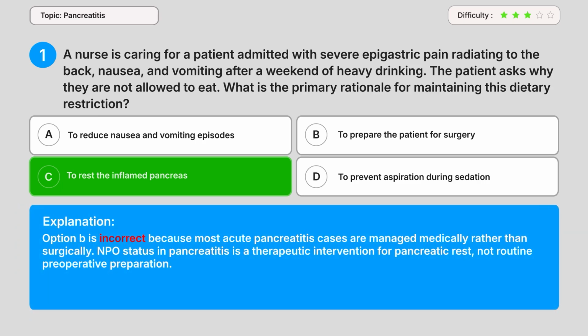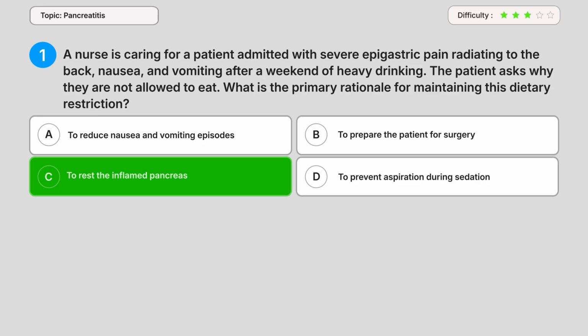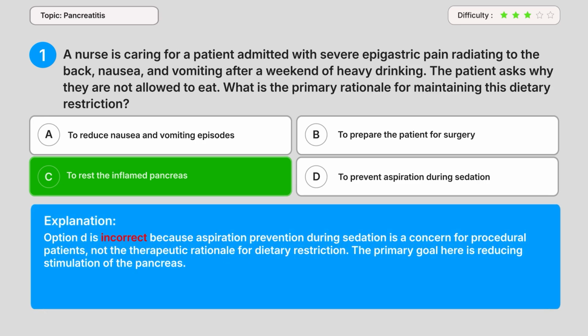Option B is incorrect because most acute pancreatitis cases are managed medically rather than surgically. NPO status in pancreatitis is a therapeutic intervention for pancreatic rest, not routine preoperative preparation. Option D is incorrect because aspiration prevention during sedation is a concern for procedural patients, not the therapeutic rationale for dietary restriction. The primary goal here is reducing stimulation of the pancreas.